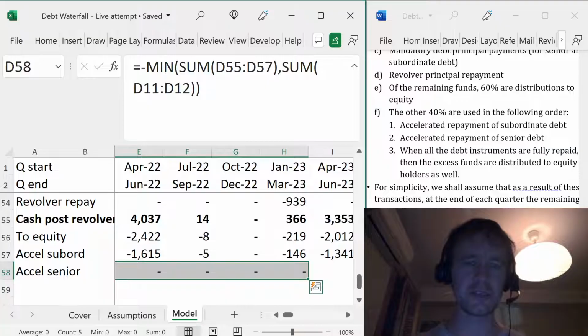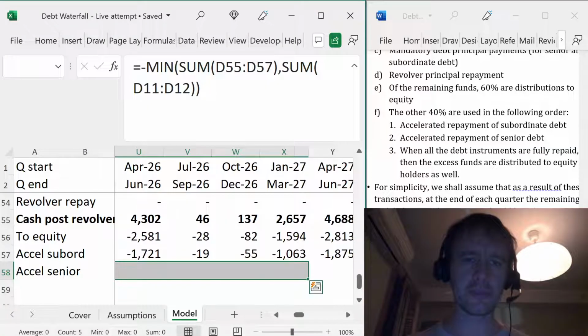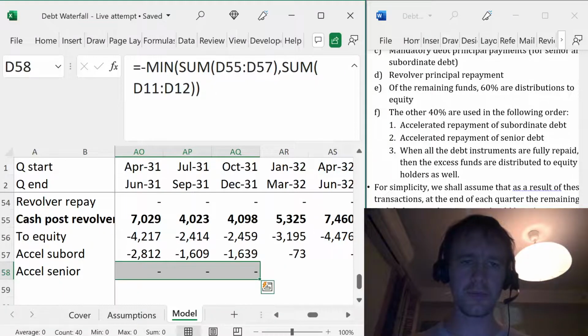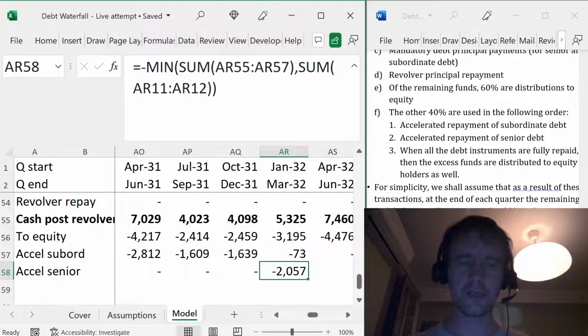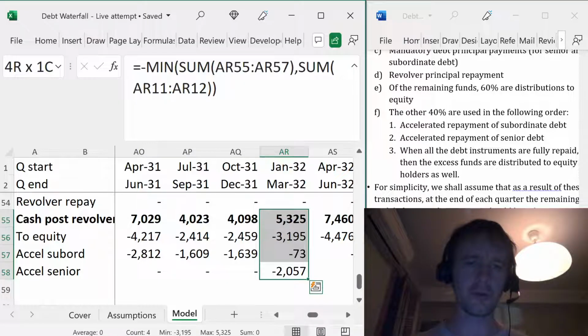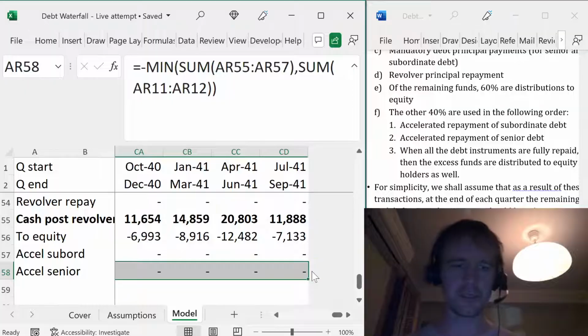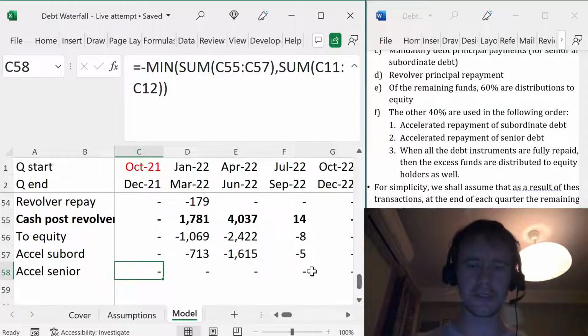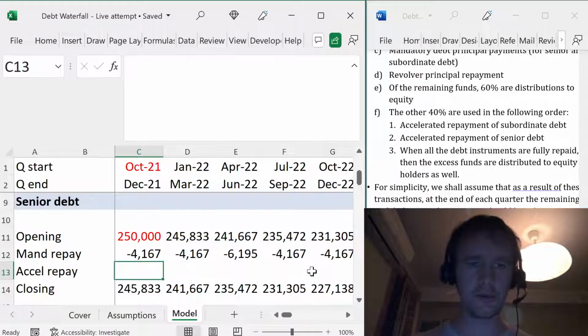There shouldn't be a cent on this line until that subordinated debt is fully paid off, which happens over here. So let's go here, and then once that is fully paid off, then it starts all going on that. So again, you can see those all add up to 0. All the money is being spent on that until such time as that is fully repaid. And then again, we just need to link that line in here.